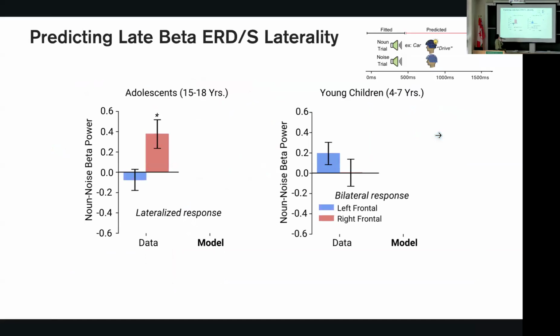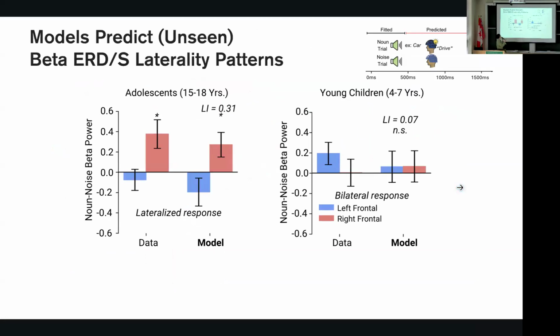And so empirically in the data, what we find is in the older group, the adolescents, the older part of our cohort, we observe an increase in beta power in the right and a decrease in the left that is significantly different, which represents a lateralized beta ERD ERS pattern. Whereas in the young children, there's no significant difference between those patterns. And what we hope to see in the model as well is exactly that. So the model is able to capture these developmental differences in the beta ERD ERS patterns.